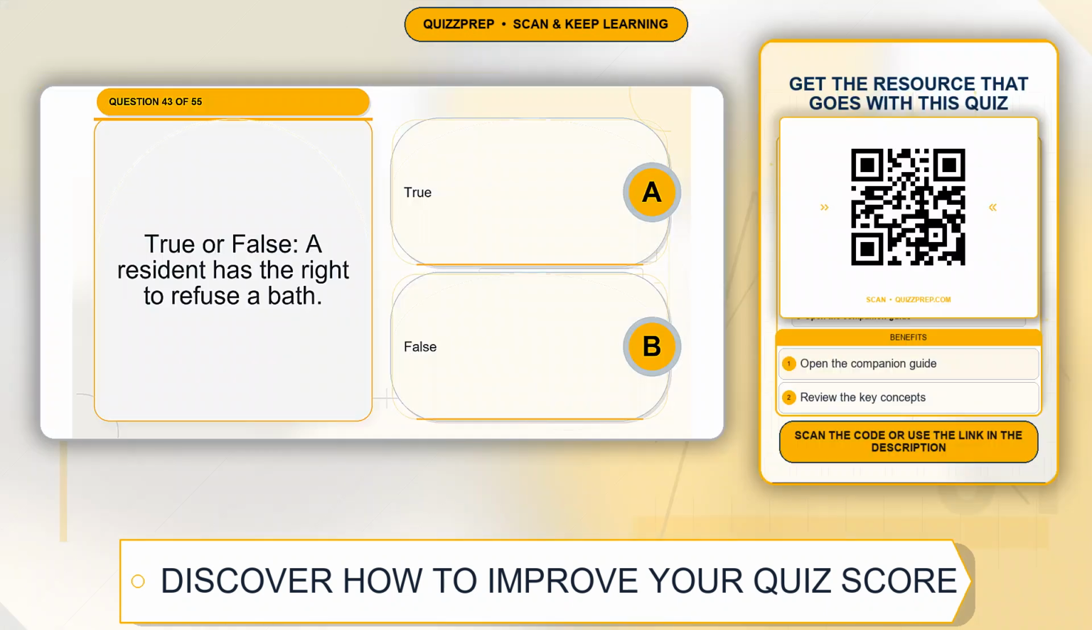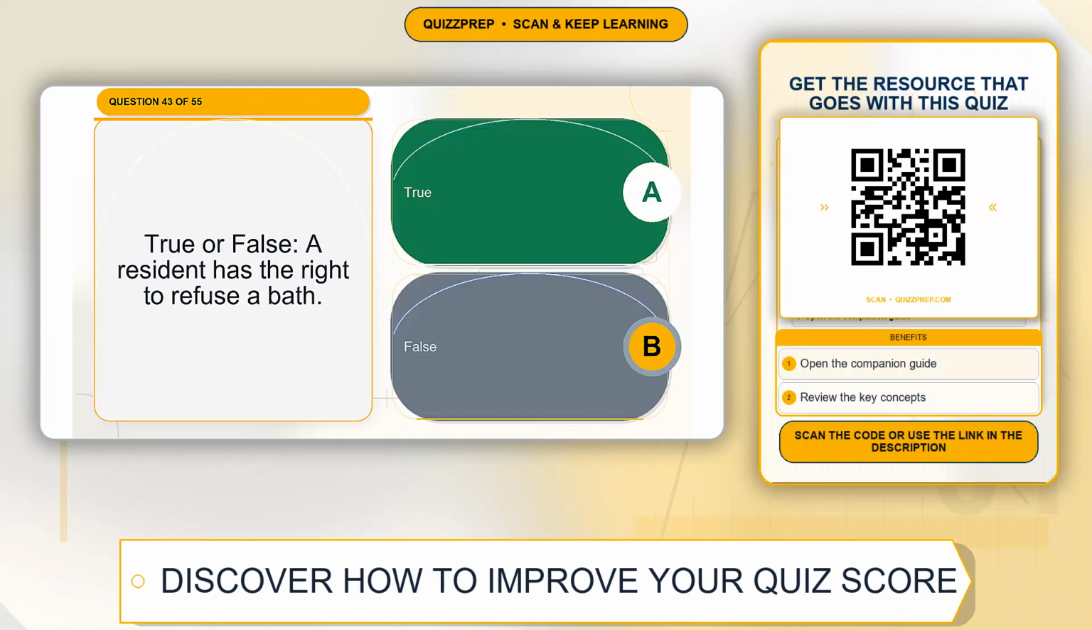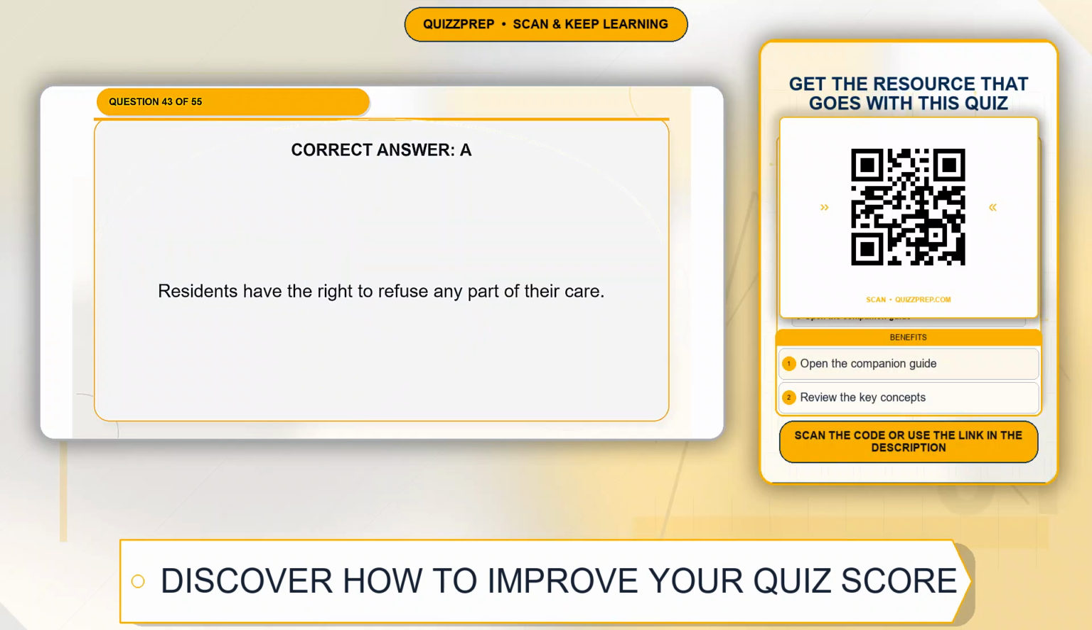Question 43. True or false, a resident has the right to refuse a bath? Option A, true. Option B, false. The correct answer is option A, true. Explanation. Residents have the right to refuse any part of their care.